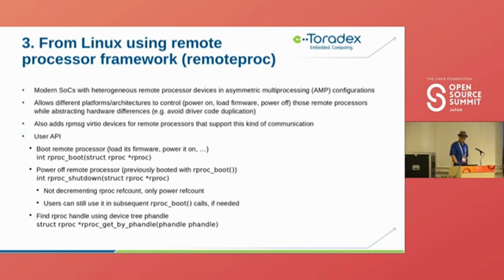So from a Linux user point of view, this is all transparent to the user. Then it further, of course, also adds RPMsg virtual IO devices, so you can actually also communicate after you loaded your code and started it on those. You can then also communicate with those additional cores.